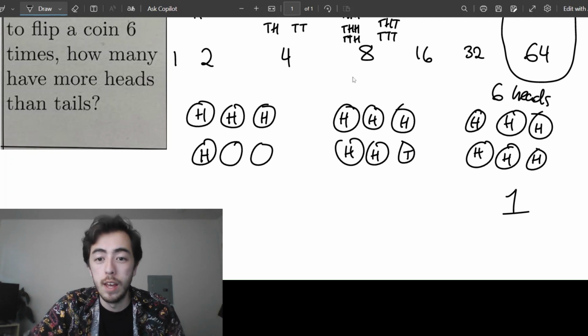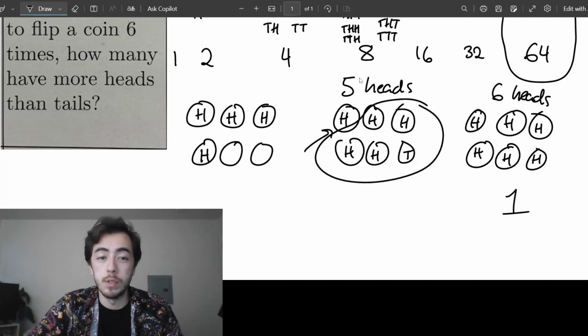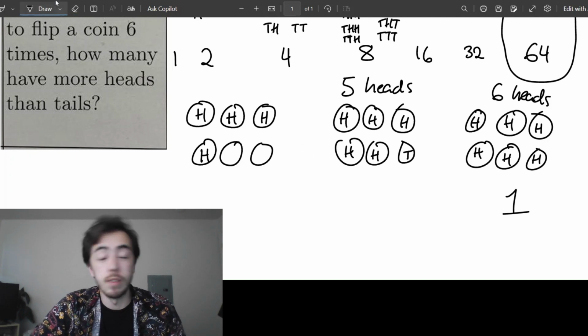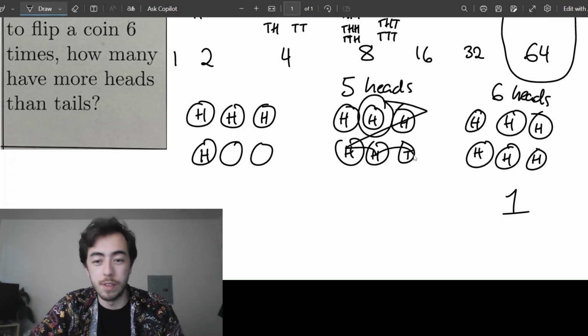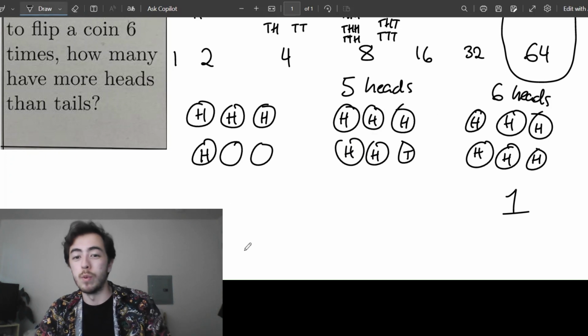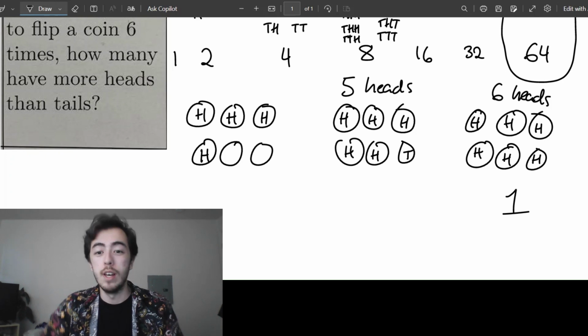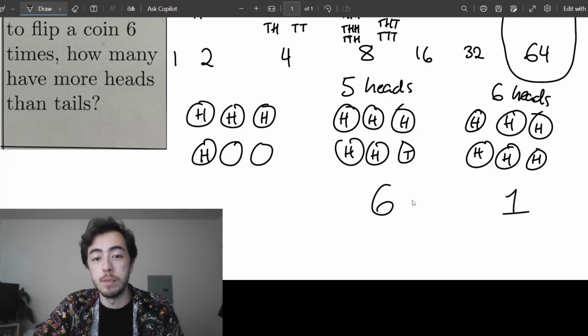For 5 heads, we do have a little bit of wiggle room here, because maybe the first coin showed up tails, and then the rest of them showed up heads. Maybe the second coin was the one that was tails, or the third, or the fourth, or the fifth, or the sixth. Essentially, of these 6 spots, we're just going to choose one of the 6 to be where the tails shows up. And that shows us that we have 6 options here.